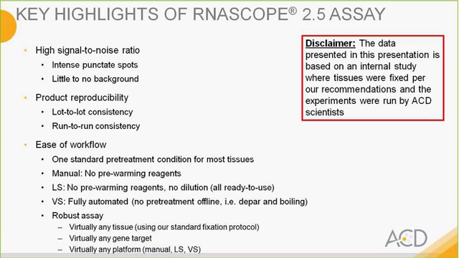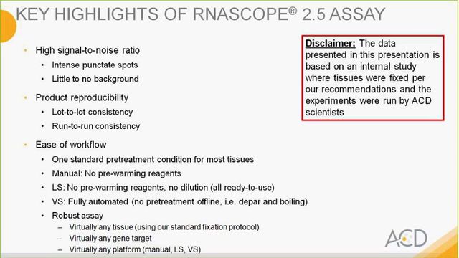So some of the key highlights of the RNAscope 2.5 assay are we have a high signal-to-noise ratio, and this is determined by having intense punctate spots with little to no background. We also have strong product reproducibility, which we demonstrate by showing lot-to-lot consistency as well as run-to-run consistency. In addition, there's an ease of workflow with our protocol, in which there's one standard pretreatment condition for most tissues, provided our tissue fixation protocol is followed.